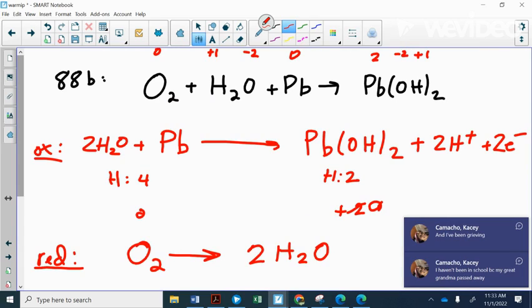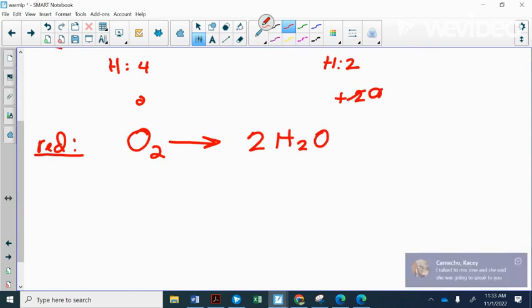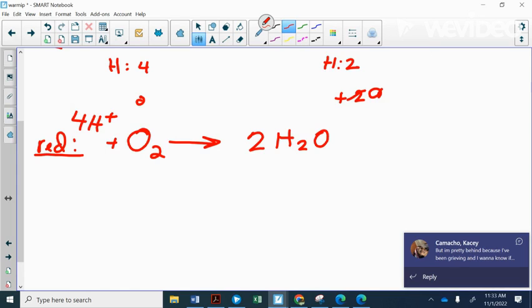If you brought the lead hydroxide down, then you would have to put lead over here to balance it. Lead is already the substance that's getting oxidized. You can't do that. You can't have the substance being oxidized in your reduction half reaction. So you balance oxygen the way we always balance oxygen, using water. And then we're going to balance hydrogen using the hydrogen ion. And then charge using electrons.